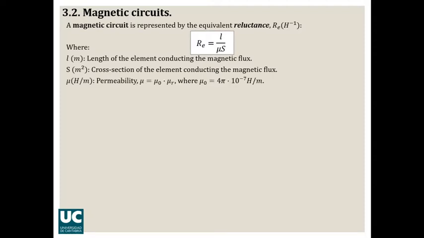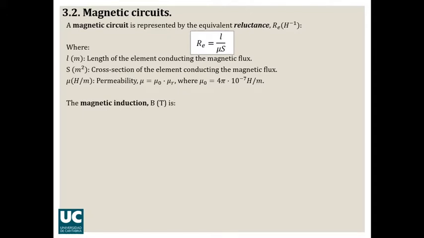And this is the permeability of the material. The permeability of the material is frequently expressed as the product of the permeability of the vacuum, which is 4 pi multiplied by 10 to the power of -7 henries divided by meter, and the relative permeability, which is a dimensionless magnitude that depends on the particular material that we are considering and that we have in the magnetic circuit.